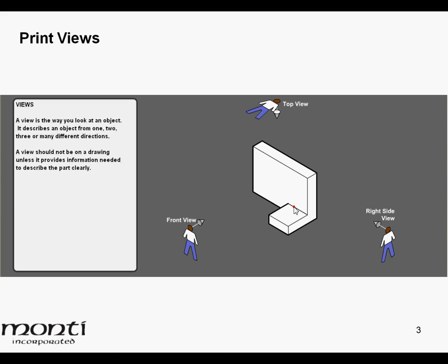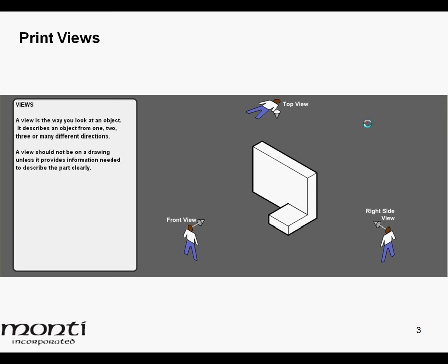Views. A view is the way you look at an object. It describes an object from 1, 2, 3, or many different directions. A view should not be on a drawing unless it provides information needed to describe the part clearly. Alright, this is one of the best examples I've seen in terms of being able to understand what the heck is a front view, a top view, a side view, heck, back views, bottom views, left views.